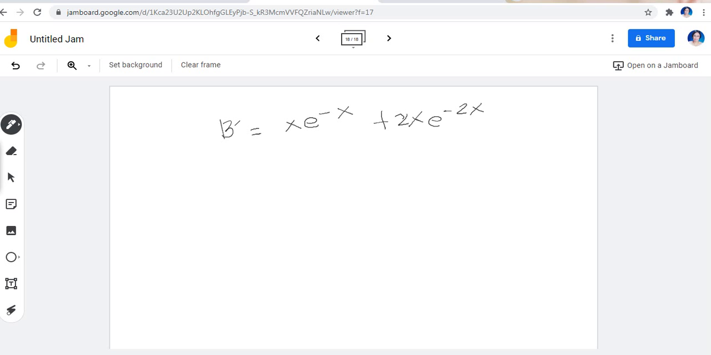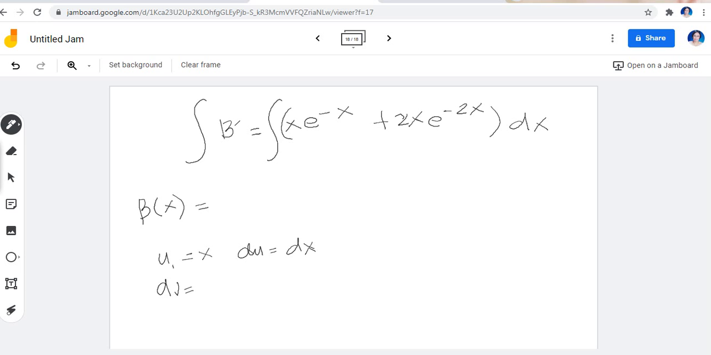Now, how do you find the b, or the b of x specifically? That will entail that you integrate this side and this side of your equation. If you do the integral for this, the b prime will be b, or specifically the b of x now. And this one will, of course, use integration by parts. So for the first part, you will have a u1 equal to x, a du which will be equal to dx, your dv which will be equal to e raised to negative x, and a v which would be equal to negative e raised to negative x.